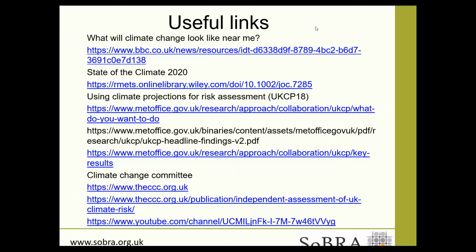So just before I finish, I thought it would be useful to leave you with some useful links that you can explore to find out a bit more about climate change and its effects, particularly in the UK. It includes some of the data sources I've mentioned, such as the State of the Climate 2020 report and also UKCP18. You'll be getting these slides emailed to you, so you don't have to rush writing them all down, but there are a few useful links there if you want to find out a bit more.